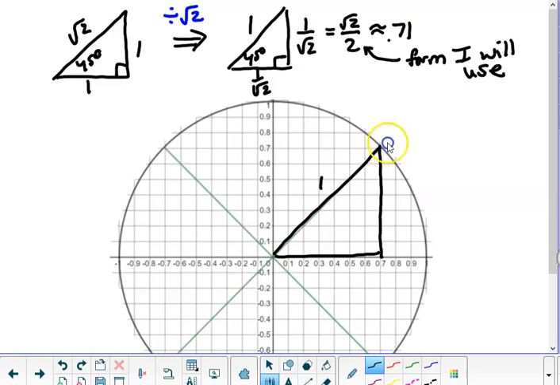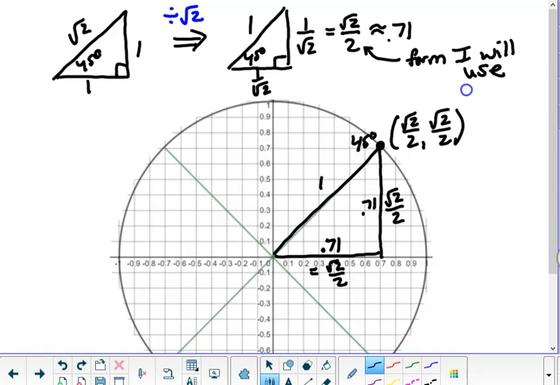Now, if this is equal to 0.71, then if I go over 0.71 and up 0.71, I should see this, that the coordinates of this point are both about 0.71, or 1 over square root of 2, or square root of 2 over 2. So this is 0.71, which is square root of 2 over 2. So this is also square root of 2 over 2. Okay, it's also 0.71 up. All right. So that means the coordinates of this point are the square root of 2 over 2 and the square root of 2 over 2. This is a 45-degree angle.